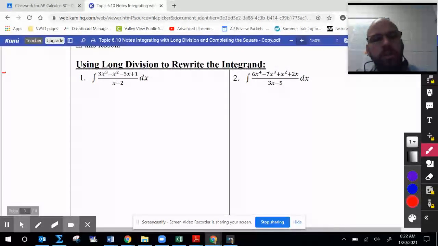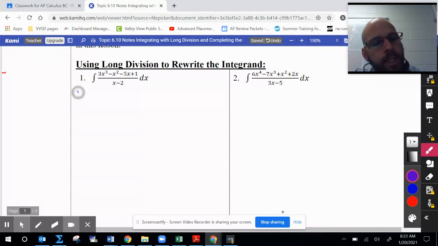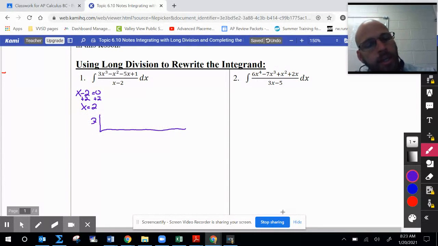So what I can do is I can take that denominator. Okay, I'm going to take that x minus 2. I'm going to set it equal to 0, and I know that a 0 for this function, if it's a factor, would be 2. So I can synthetically divide this by 2 on the outside. Okay, and I'm going to list out all my coefficients. So 3, -1, -5, +1.